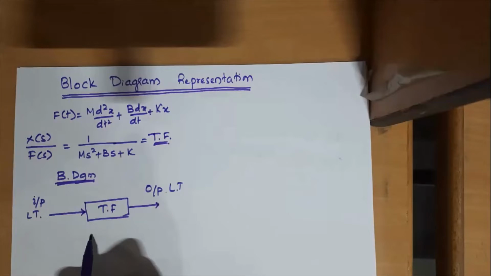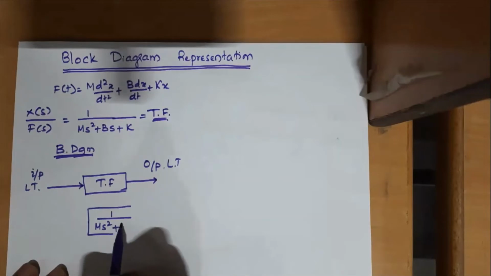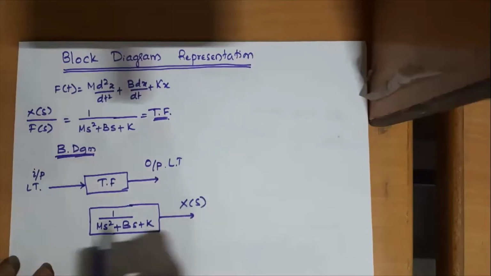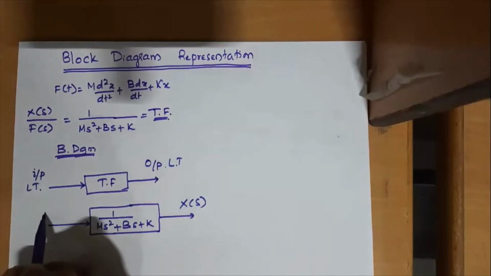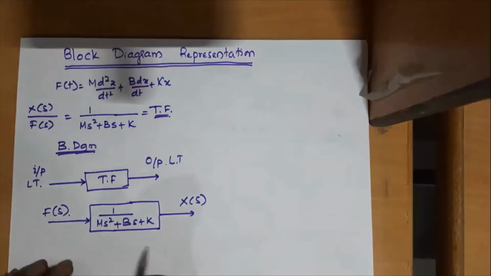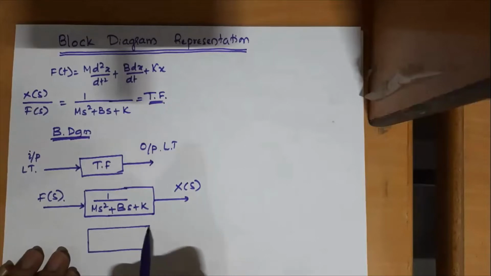So the block diagram will have a transfer function, an input signal in Laplace transform, and an output signal in Laplace transform. So how it goes? We write ms square plus bs plus k inside the box, and we represent X of s as the output, and we write F of s as the input for this particular system. So this is the block diagram of the MBK system.